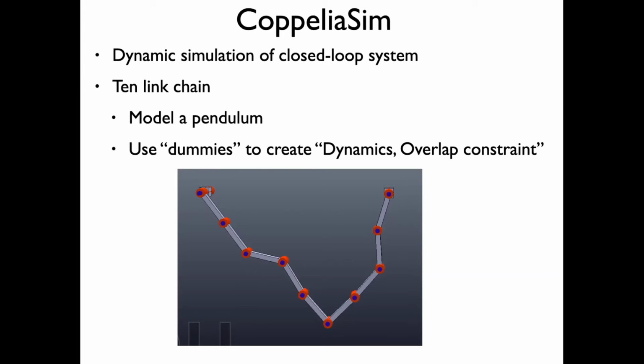I'm going to continue where I left off. I showed you how to do a constraint system, a closed loop system using MATLAB derived equations, and simulated it. I'm going to show you how to do it with CoppeliaSim. It's a lot simpler than doing it in MATLAB because you don't see the equations.